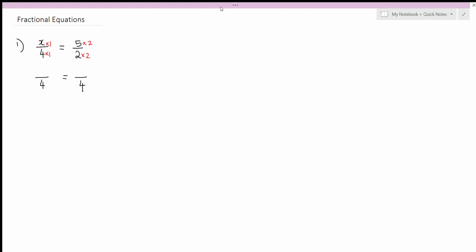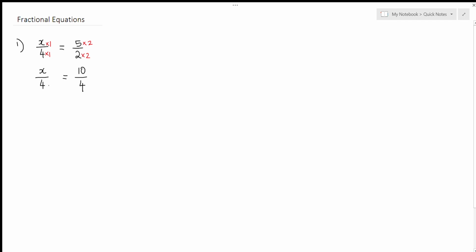So we're going to have x times 1 is x, and then 5 times 2 is 10. So we're going to have x equal to 10.